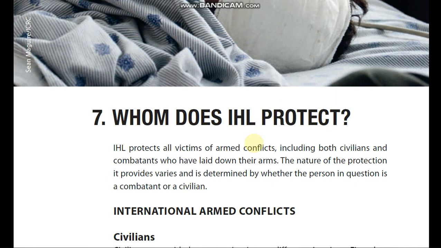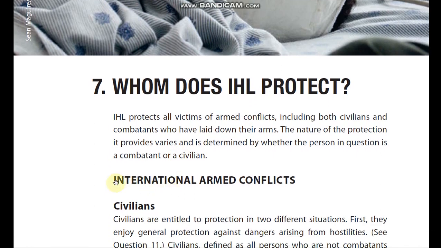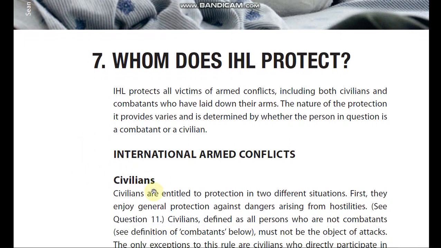Actually, we shall start with the fact that the categories of protected persons under IHL vary according to their nature, whether they are combatants or civilians. And we will differentiate between the two kinds of armed conflicts, since the categories of persons vary according to the classification of the armed conflict, whether it is of an international character or a non-international one. We will start with the first category, international armed conflicts, or IAC.